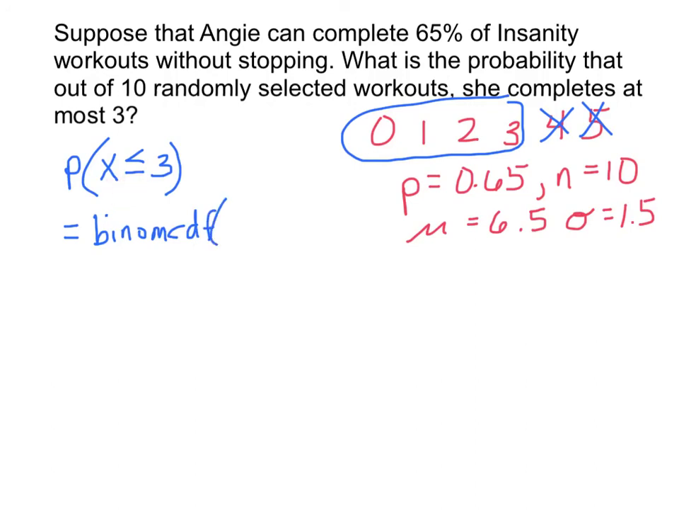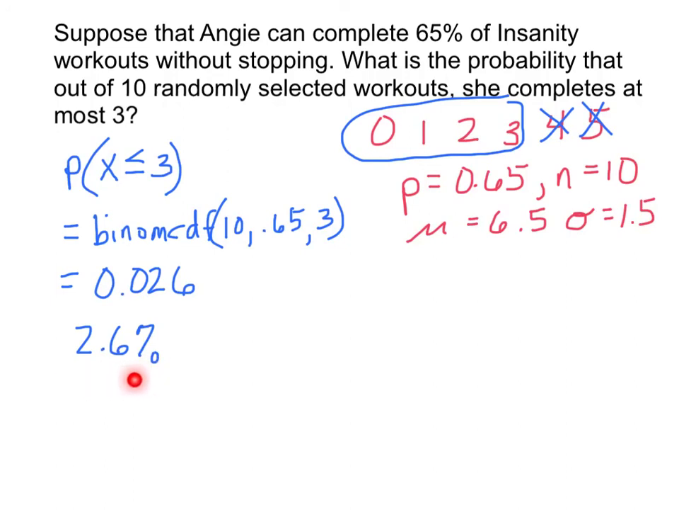We've got our upper bound. Binomial CDF, n is 10, p is 0.65, and the upper bound is 3. And when we enter that in our calculator, 10, 0.65, 3, we get 0.026. So a 2.6% chance that happens. Again, low probability. That's what I was expecting because I knew that 3 was a little bit of a ways from the 6.5.